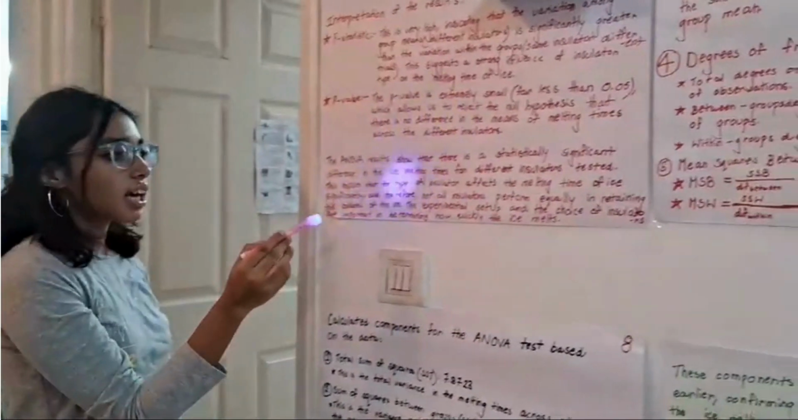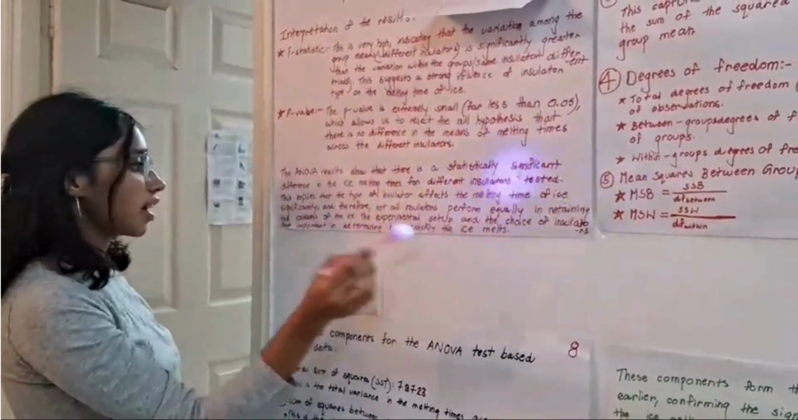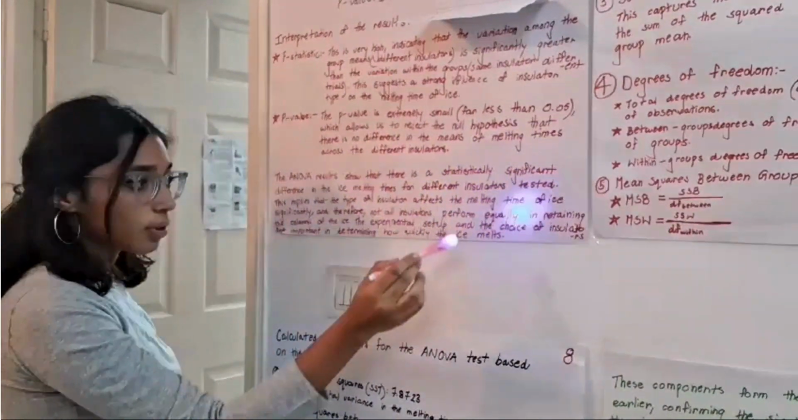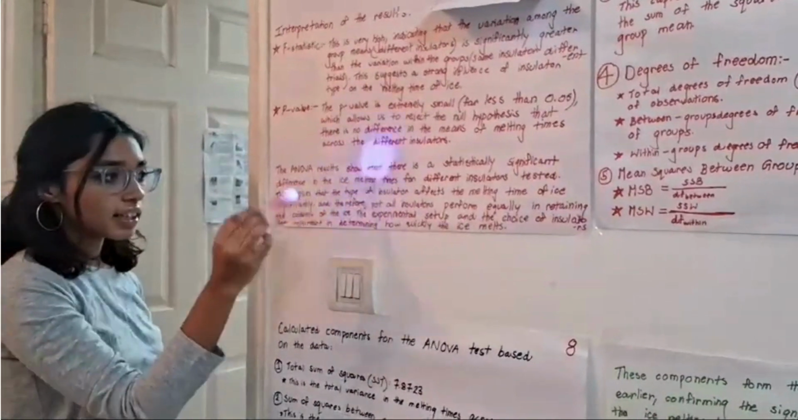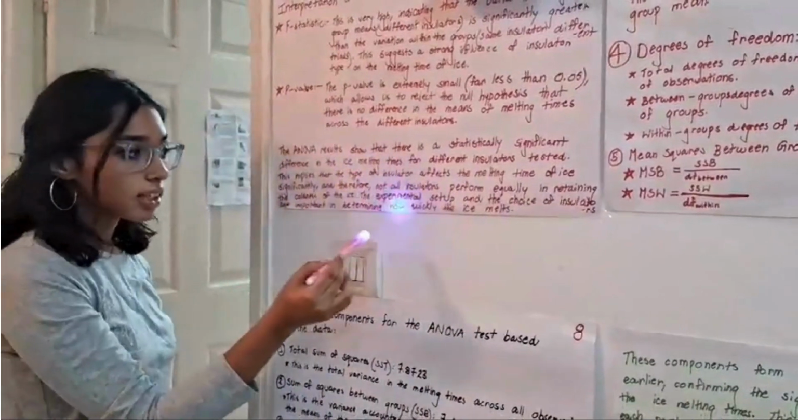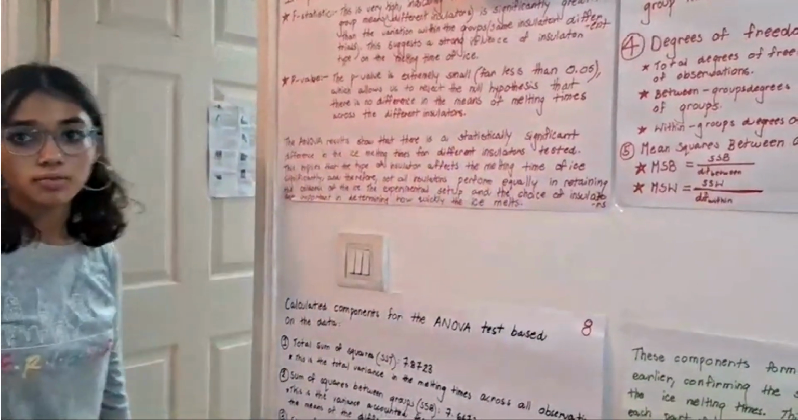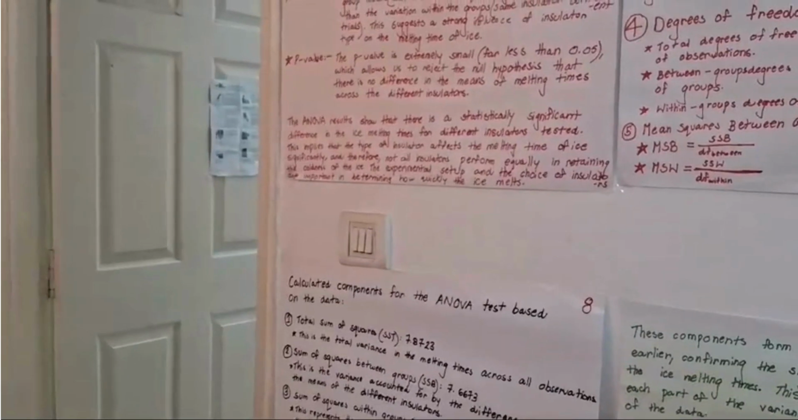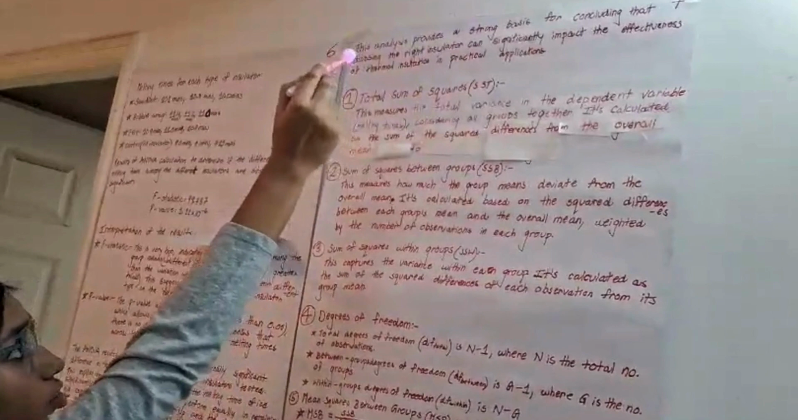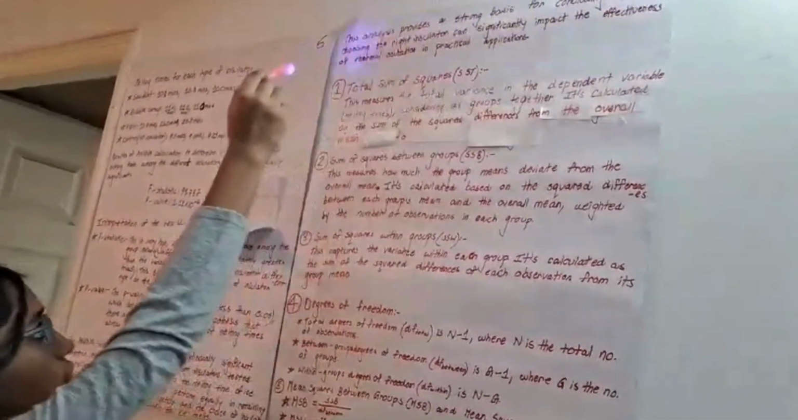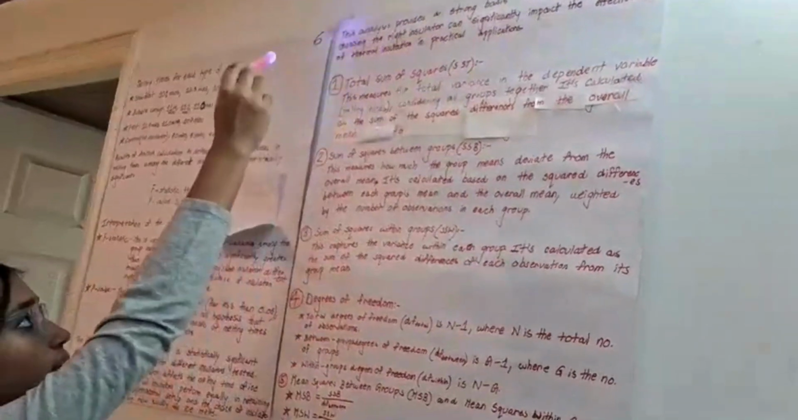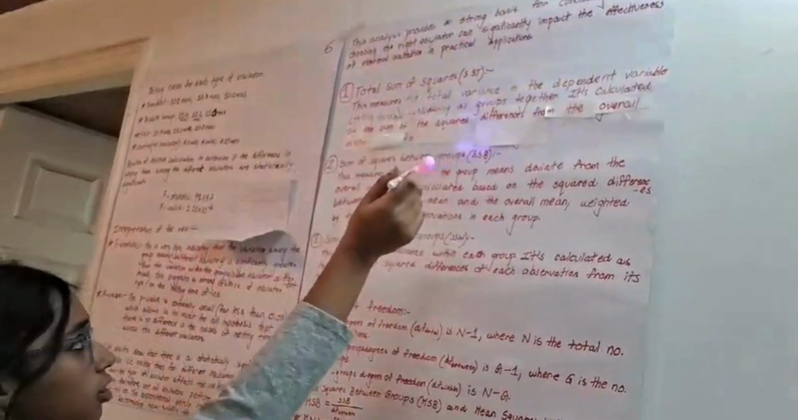This implies that the type of insulator affects the melting time of ice significantly, and therefore not all insulators perform equally in retaining the coldness of the ice. The experimental setup and the choice of insulators are important in determining how quickly the ice melts. So this analysis provides a strong basis for concluding that choosing the right insulator can significantly impact the effectiveness of thermal insulation in practical applications.